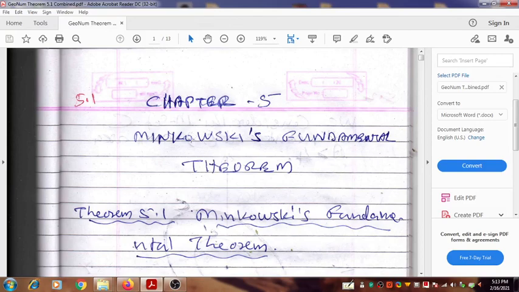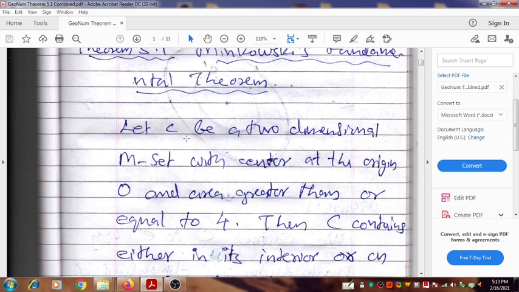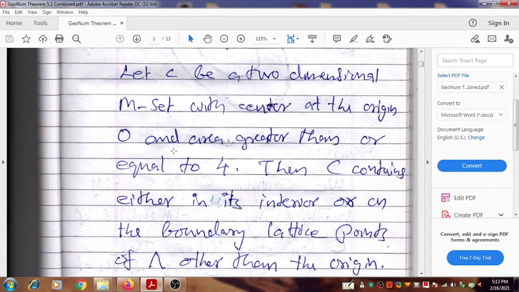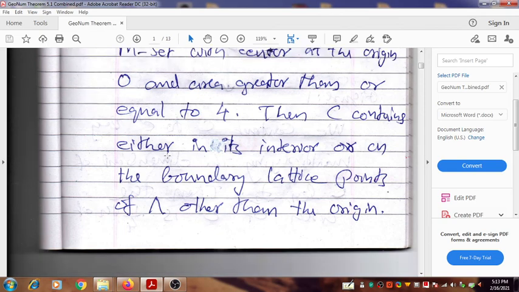In this video we discuss Minkowski's fundamental theorem. The theorem states that if C is a two-dimensional M set with the center at the origin, which will be called O, and has an area greater than or equal to 4, then C contains, either in its interior or on its boundary, a lattice point of gamma other than the origin. C contains at least one lattice point other than the origin.